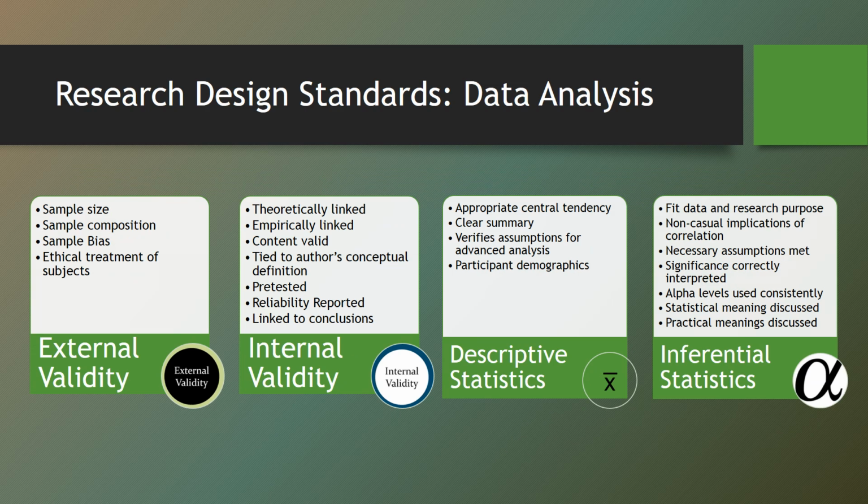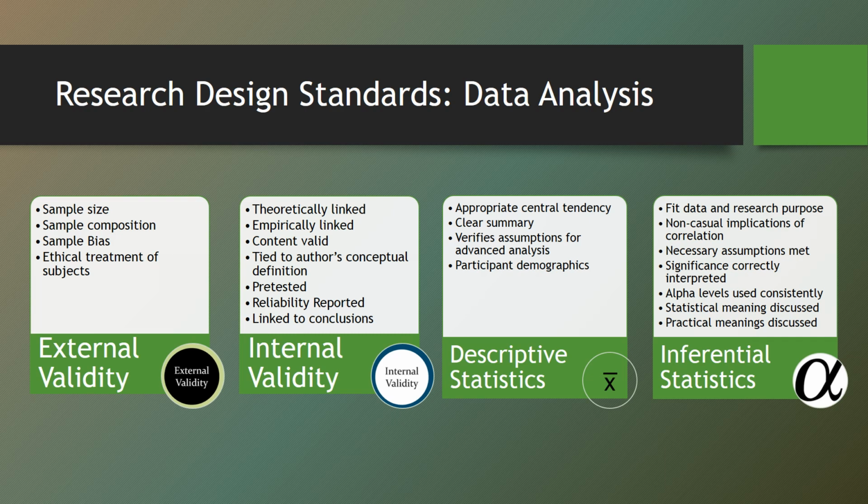Continuing on with research design standards, specifically the data analysis components. External validity measures include sample size, sample composition, sample bias, and should always indicate ethical treatments of subjects. Internal validity addresses whether the research is theoretically and empirically linked, if the content is valid, and if it's tied to the author's conceptual definition. Internal validity also includes pre-testing, reliability reporting, and should indicate if there are any links to conclusions.